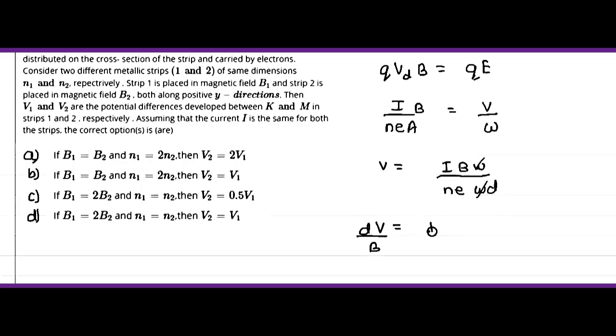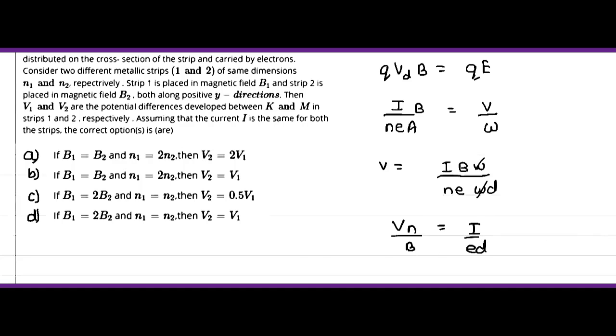This would be equal to I divided by NE. Okay, we can write it like this, or what we can do, because we need to have a relationship between magnetic field B, N and V, we can just rewrite this expression as V into N divided by B, equal to I divided by ED.